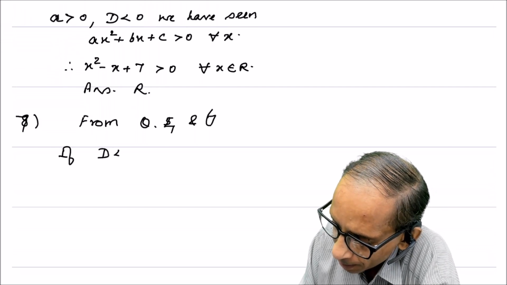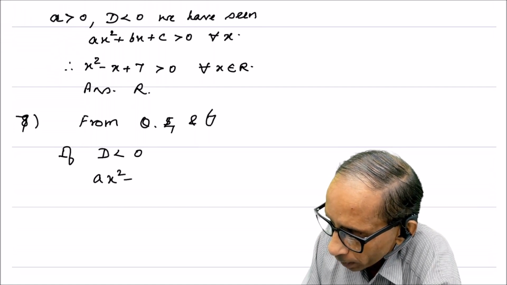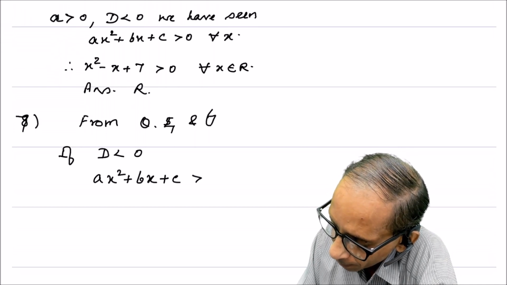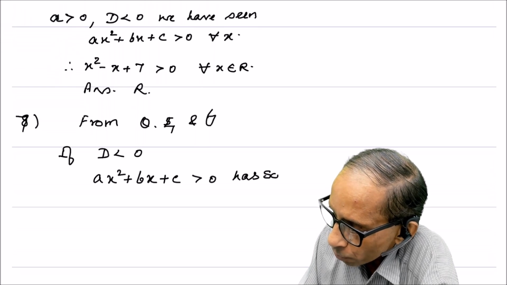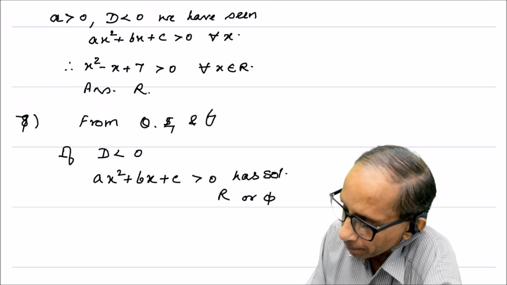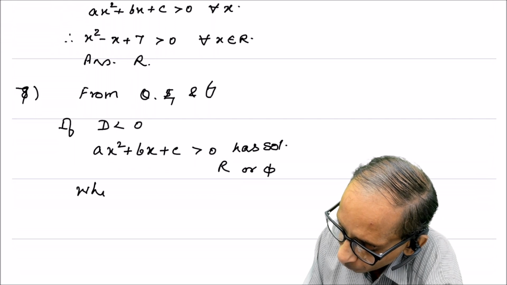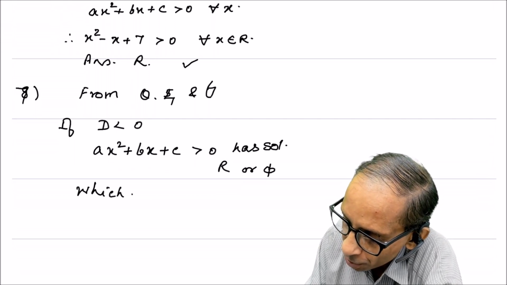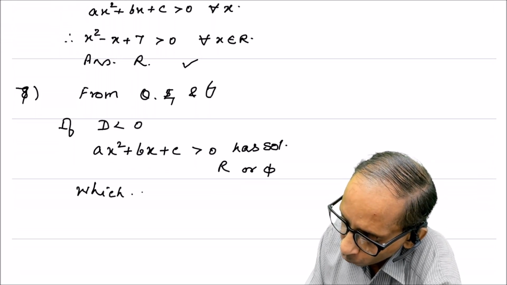So what we can say from question 4 and question 6 is if d is less than 0, ax square plus bx plus c greater than 0 has solution R or empty set. There won't be a third possibility. Either it is the whole of the reals as it happened in question number 6, or else it will be empty set. Now, which one, that is the question.